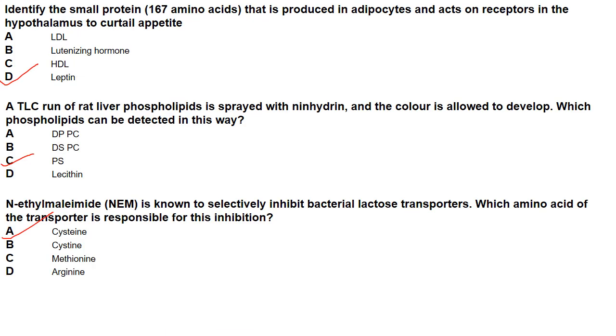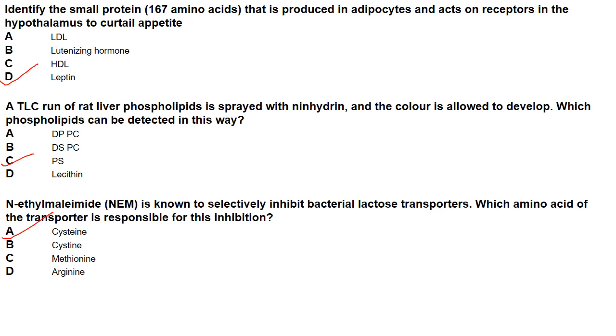Then identify the small protein of 167 amino acids that is produced in adipocytes and acts on receptors in the hypothalamus to curtail appetite. So it is leptin. Leptin is a hormone predominantly made by adipose cells and enterocytes in the small intestine, and it helps to regulate energy balance by inhibiting hunger, which in turn diminishes fat storage in adipocytes. So the answer here is option D, that is leptin.